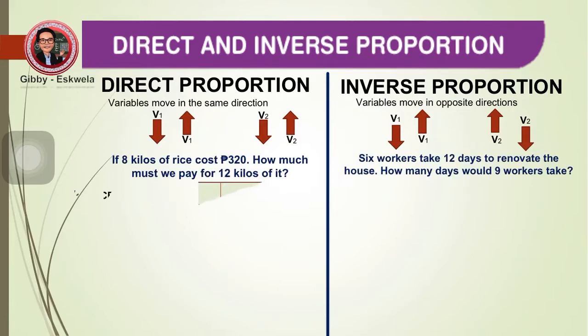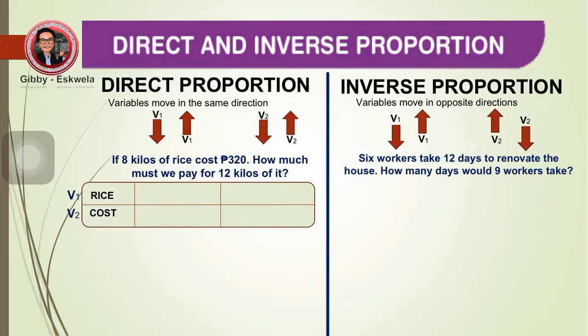Using the table, let's analyze the given examples. Let's discuss the first one. It says there that 8 kilos of rice cost 320 pesos, so write 8 kilograms and 320 pesos on the table. In this problem, we're asked to find the cost of 12 kilograms of rice, so write 12 kilograms and x for the variable that we need to solve later.